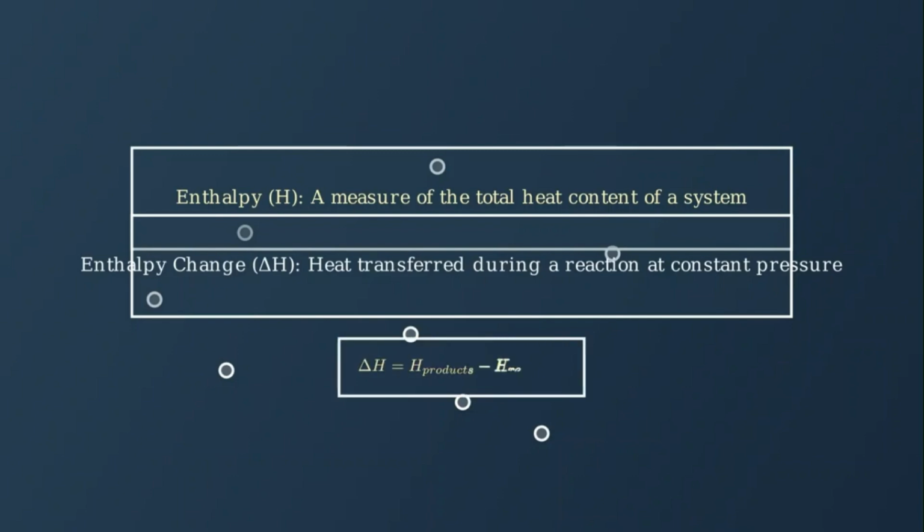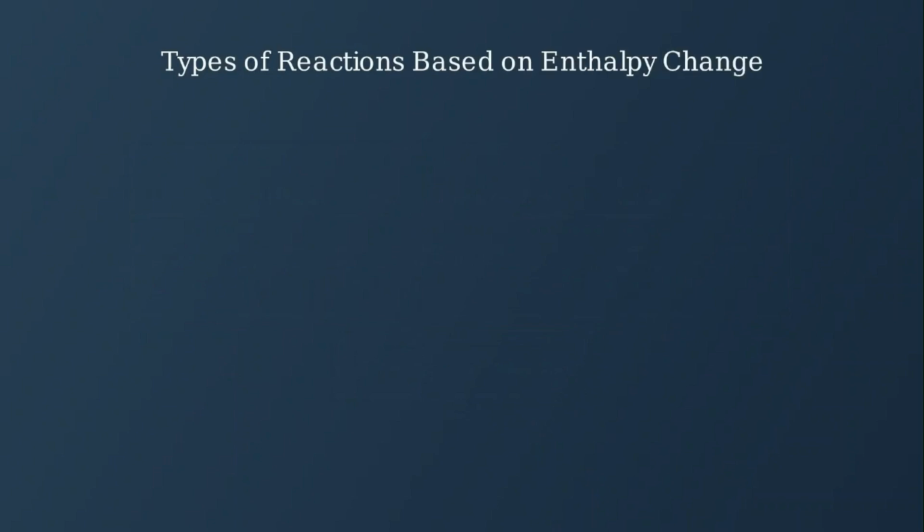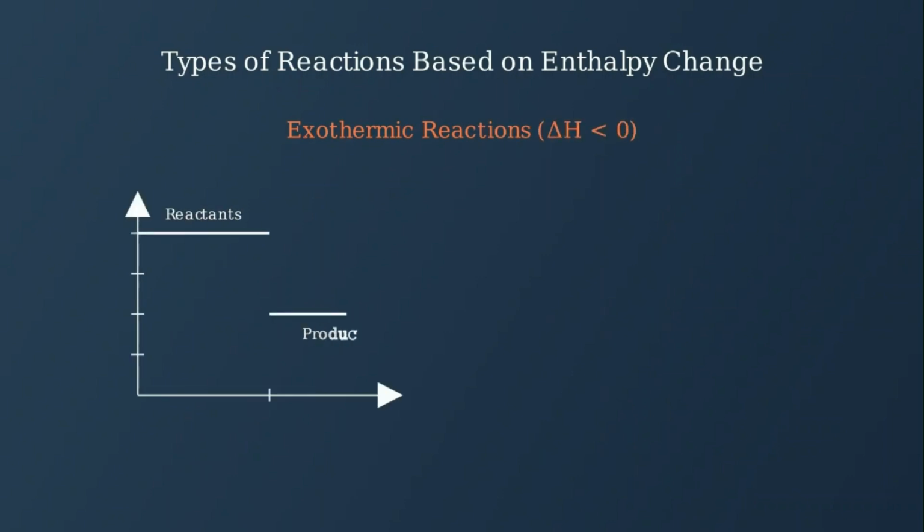The enthalpy change can be calculated using the equation delta H equals the enthalpy of products minus the enthalpy of reactants. Let's explore the two main types of reactions based on their enthalpy changes. In exothermic reactions, heat is released to the surroundings. These reactions have a negative enthalpy change, meaning the products have less energy than the reactants.